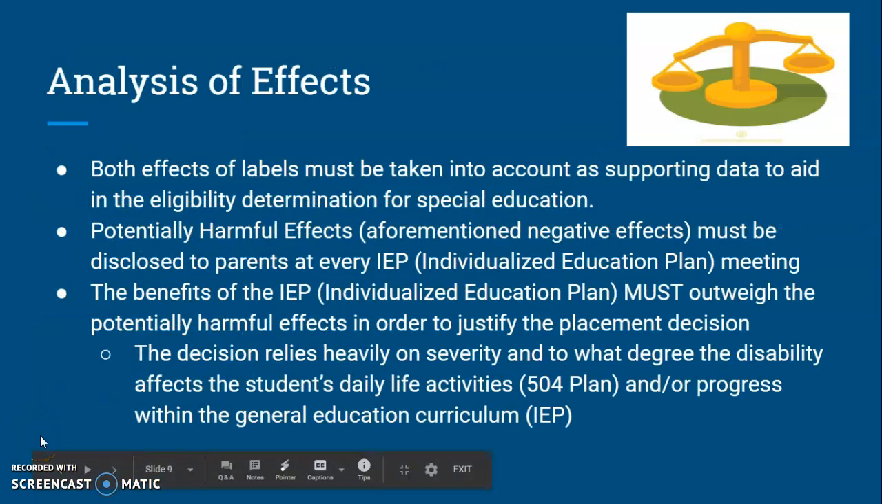Analysis of those effects. Both effects of labels must be taken into account as supporting data to aid in the eligibility determination for special education. The negative effects are what we refer to as potentially harmful effects. And these must be disclosed to parents at every IEP, Individualized Education Plan, meeting. So the parent needs to be aware that there is the potential for stigmatization, isolation, things like that. The benefits of the IEP must outweigh the potentially harmful effects in order to justify the placement decision.